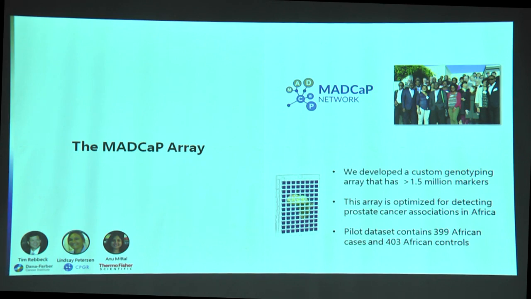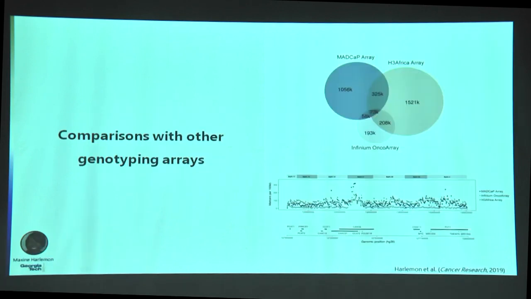And so we worked with CPGR and also worked with Thermo Fisher to help build this array. And what I'm going to talk about over the next few slides is our preliminary data that comes out of this. And what we did is we looked at a pilot data set of 399 African cases and 403 African controls.